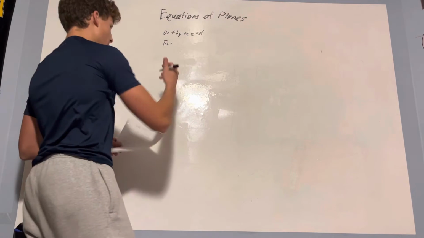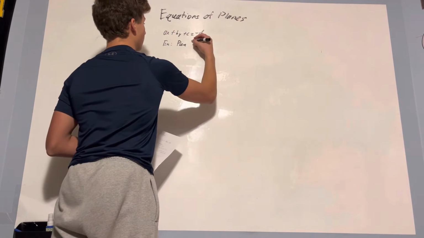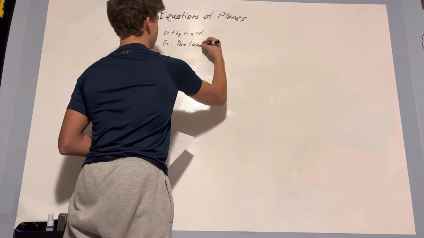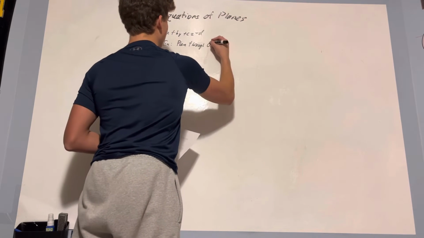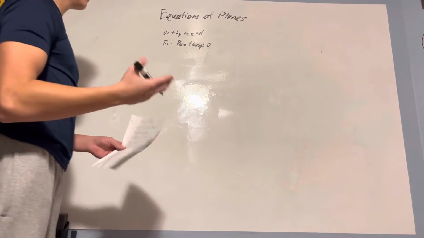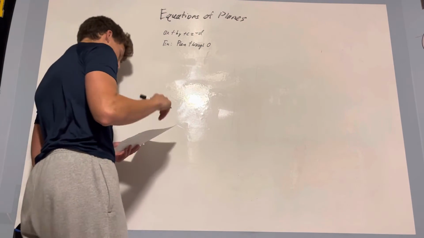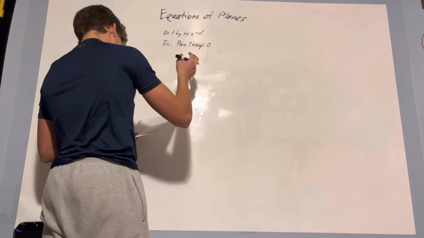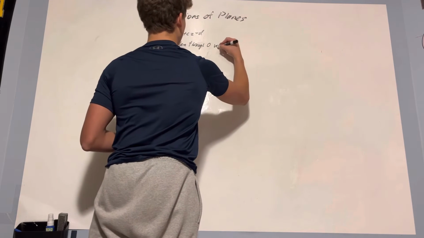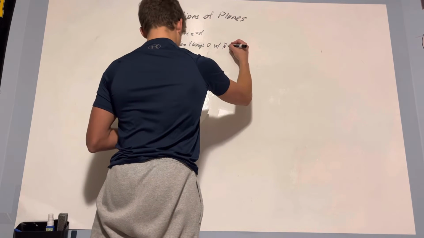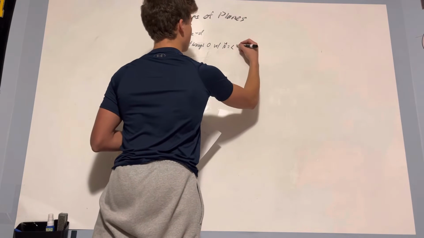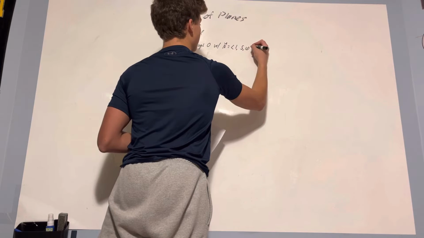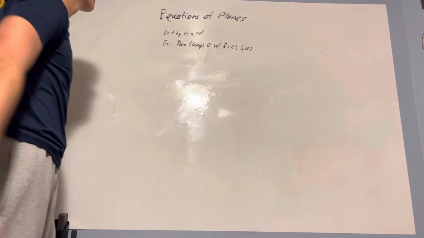We want a plane through the origin. I'll call that O, plane through O. Typically, in a lot of cases, the origin is just referred to as O. So a plane through O with a normal vector n equals 1, 5, 10. Okay.